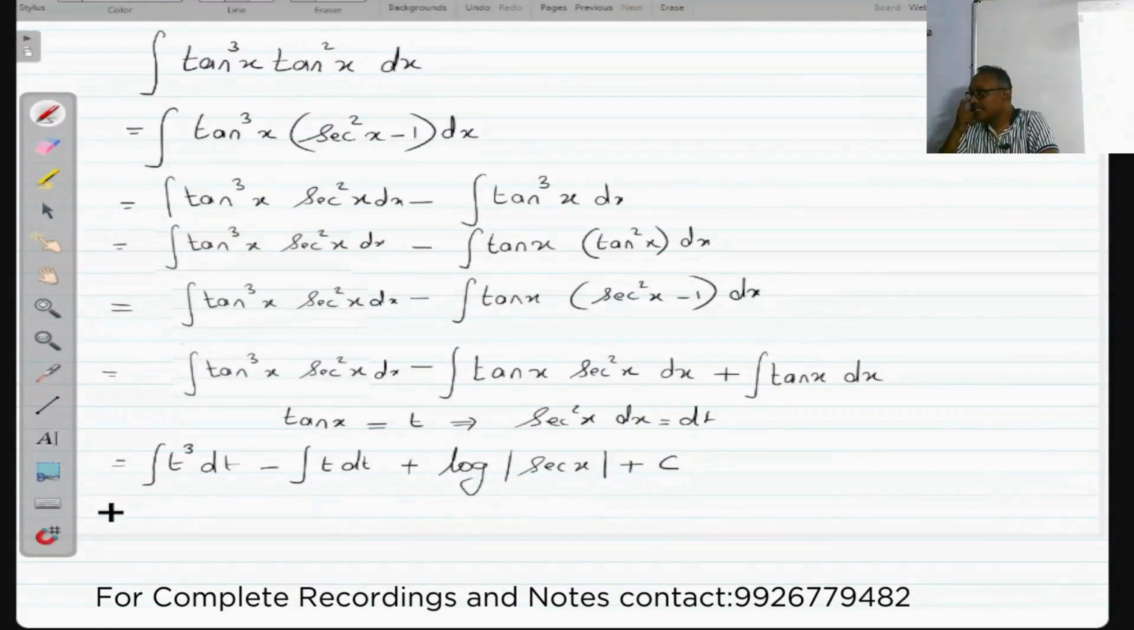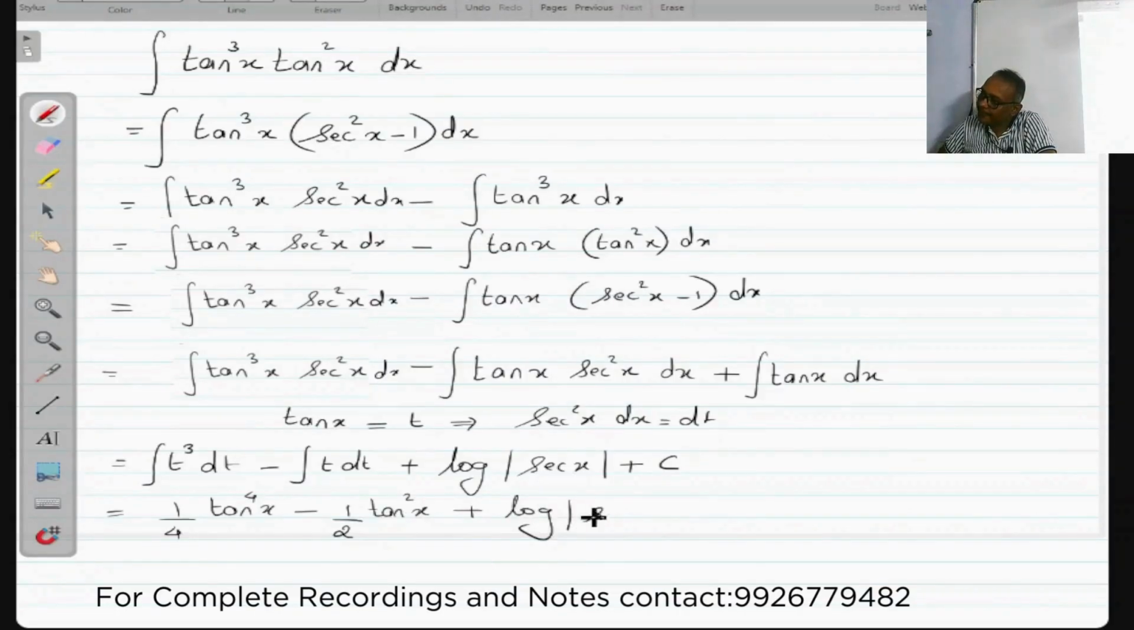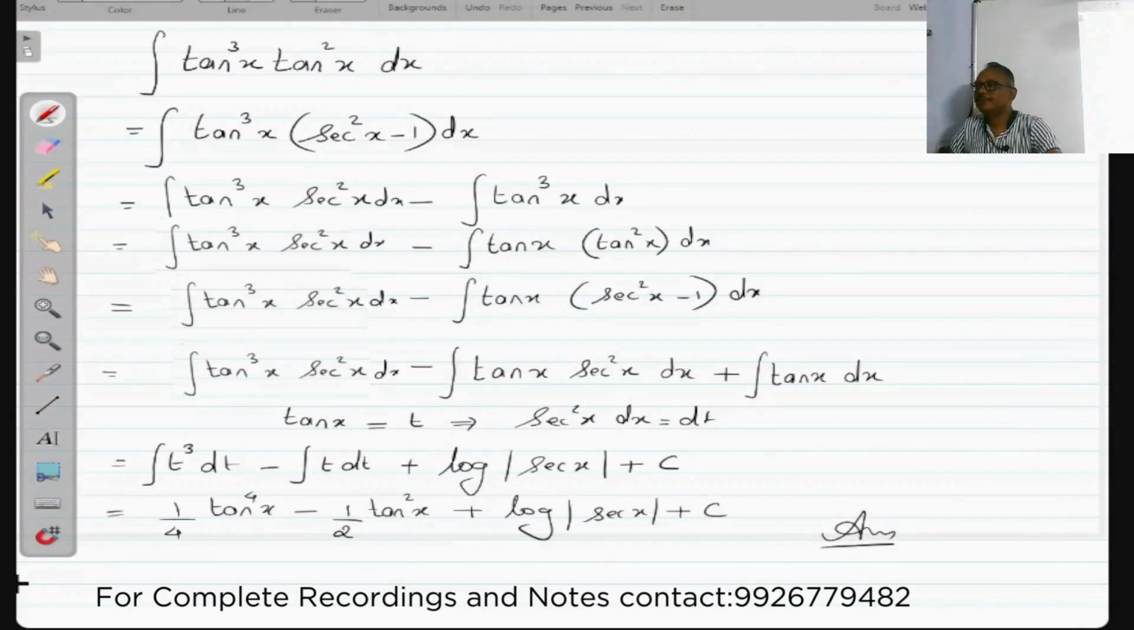सही है. What is t cube का इंटीग्रल? What is t? तो tan to the power 4x. What is t का इंटीग्रल? t square by 2. So I'll write directly tan square x by 2. Fine.